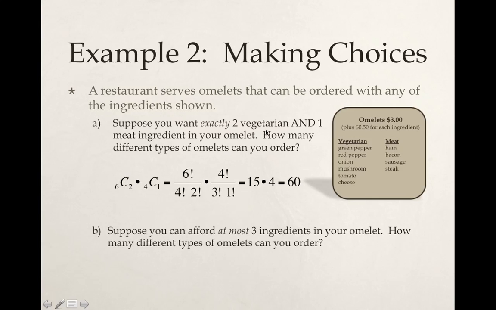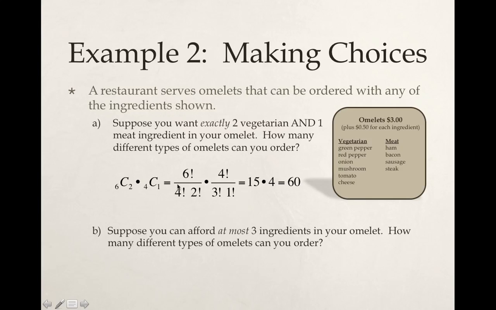Then along with that, you also want 1 meat ingredient. For the meat option, you have 4 choices: ham, bacon, sausage, and steak, and you're choosing 1 of those. So you have the combination 4 taken 1 at a time. We're multiplying these 2 together because both of these choices are going to be in the same omelet. Just like with our sandwich example last lesson, where we took the meat times the bread, we're taking the vegetarian times the meat here for the omelet.